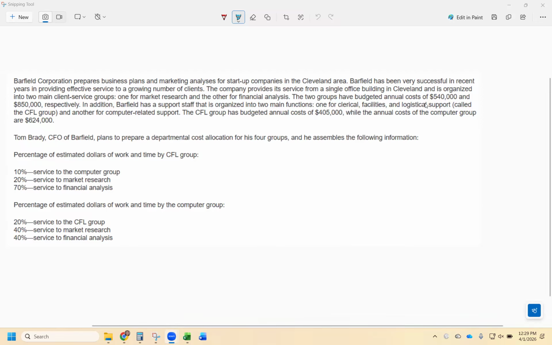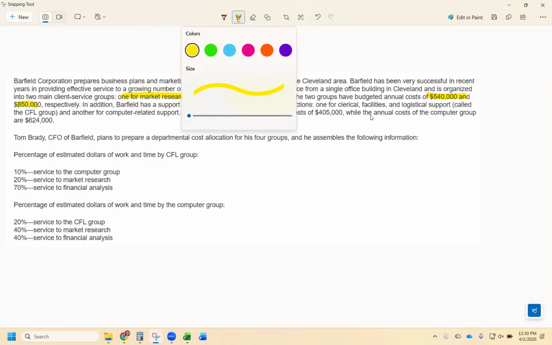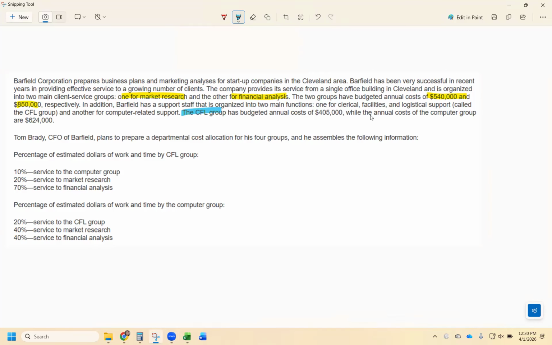There are two production departments. I hope I said that right. It's two service departments allocating to two production departments. So there are two production departments, and that is the market research and the financial analysis production departments, and they already have costs assigned of 540 and 850. And then there are two additional service departments, and those are the CFL group that has annual costs of 405 and the computer group with costs of 624.